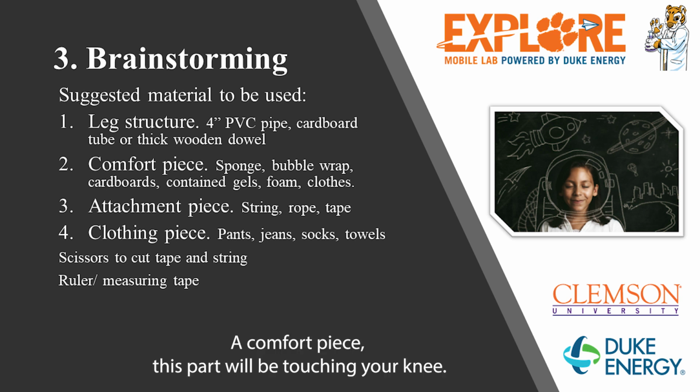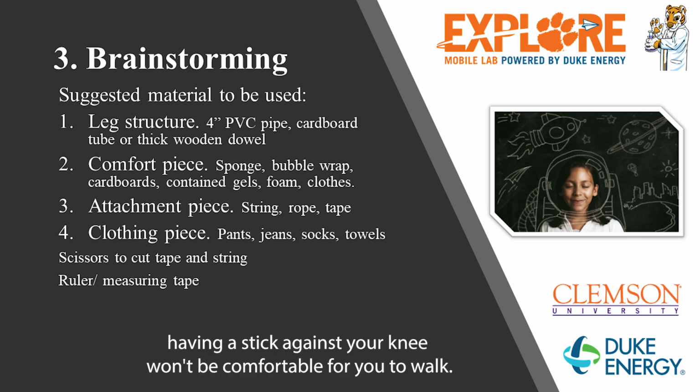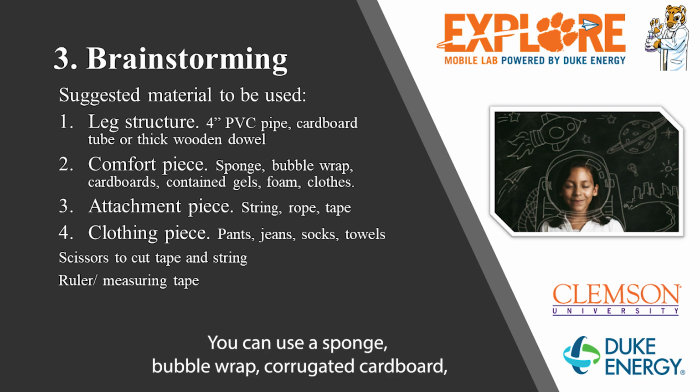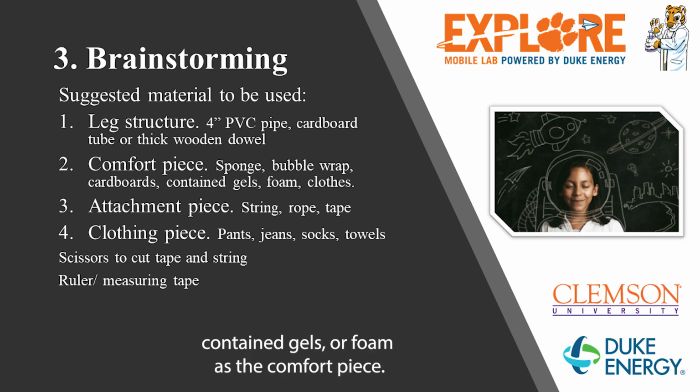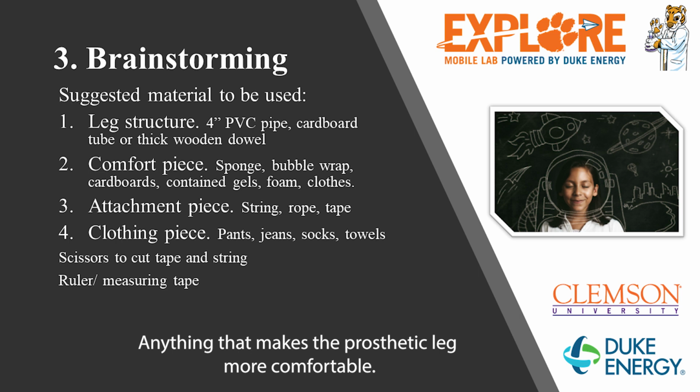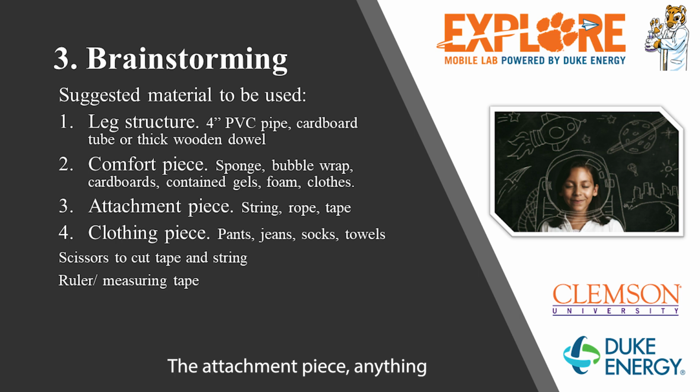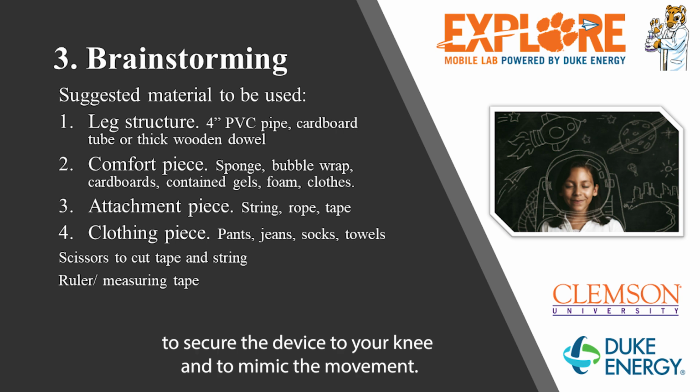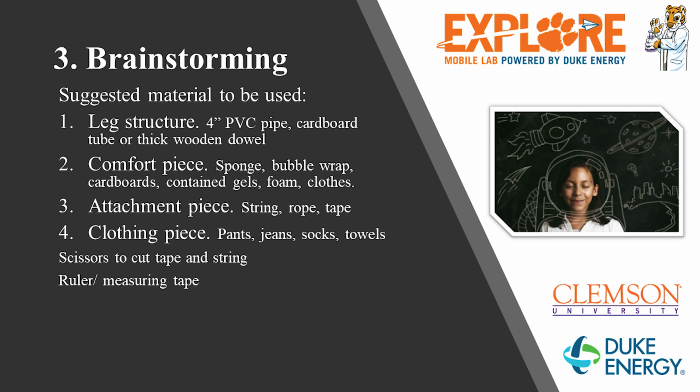A comfort piece. This part will be touching your knee. As you can imagine, having a stick against your knee won't be comfortable for you to walk. You can use a sponge, bubble wrap, corrugated cardboard, contained gels, or foam as the comfort piece. Anything that makes the prosthetic leg more comfortable. The attachment piece. Anything to secure the device to your knee and to mimic the movement. A string, rope, or tape might come in handy.